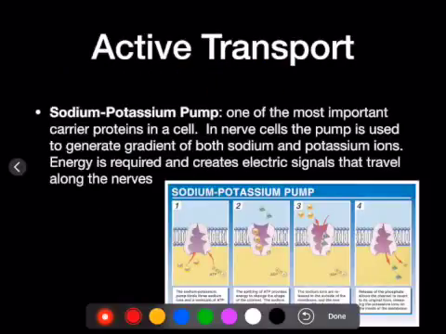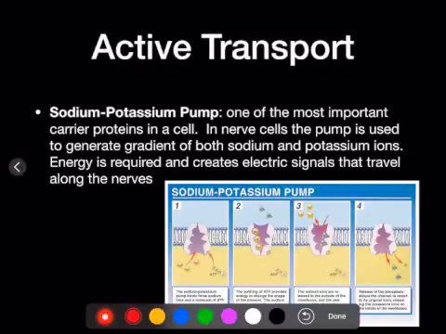Now, one of the most important active transport mechanisms we have is the sodium-potassium pump. So in nerve cells, the pump is used to generate a gradient of both sodium and potassium ions. And the reason that this occurs is because it's used to transmit signals through nerves. So what happens here is we're gaining both a high concentration of sodium and potassium.